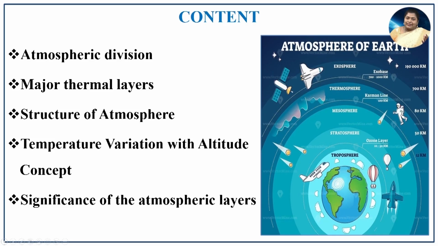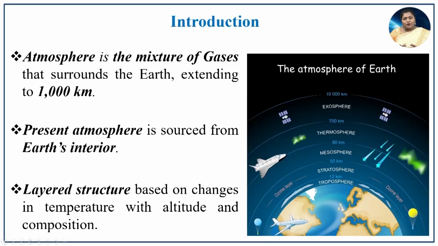The contents we are going to discuss in this lecture are the atmospheric divisions, major thermal layers, structure of the atmosphere, temperature variation with altitude, and the significance of atmospheric layers. The atmosphere is a mixture of gases that surrounds the earth's surface. It extends up to 1000 kilometers.